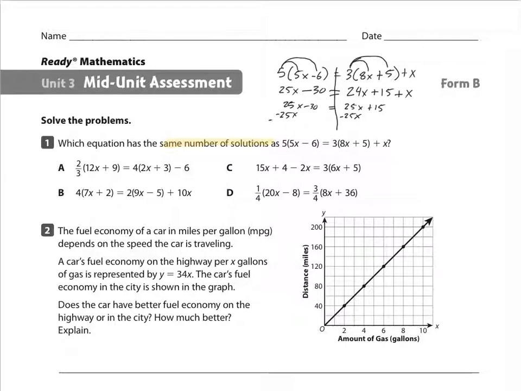Now, the only thing that we're going to do is cancel this side, but it actually cancels on the other side too. So we have negative 30 is equal to 15. Now, we know that negative 30 is not equal to 15. So that means that this equation has no solution. So our job is to find another equation in the 4 options that has no solution.